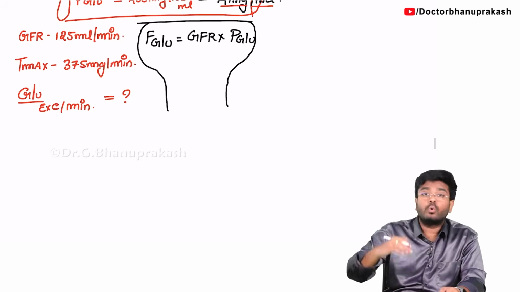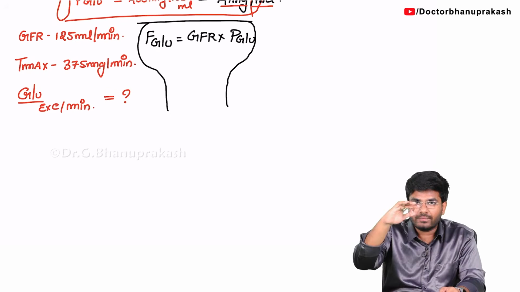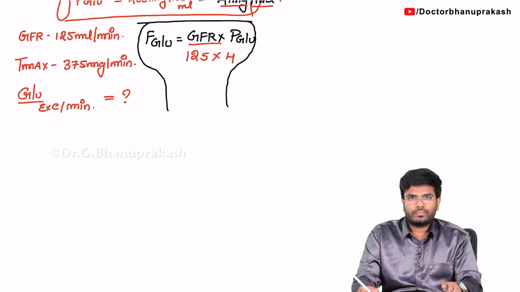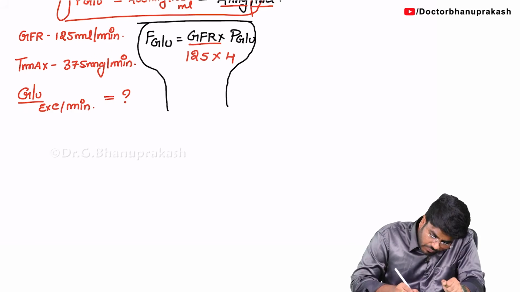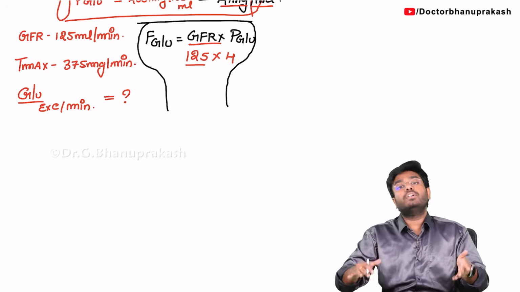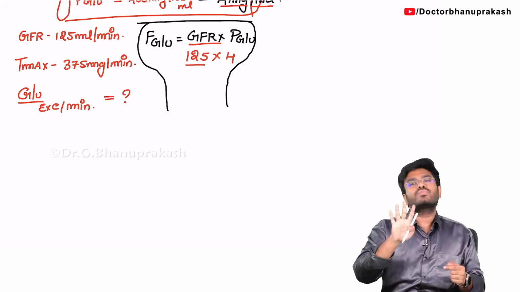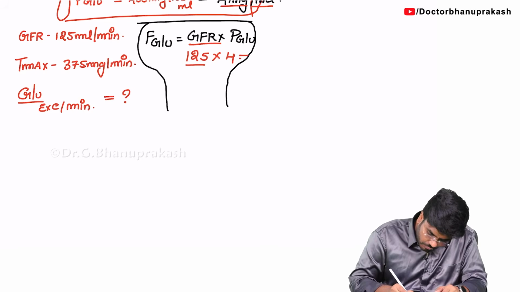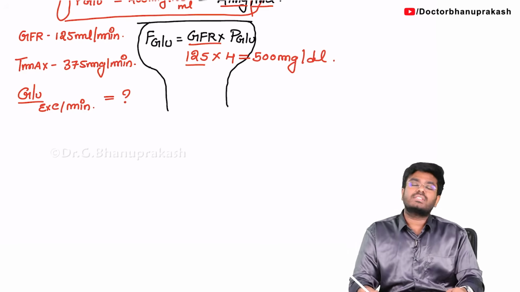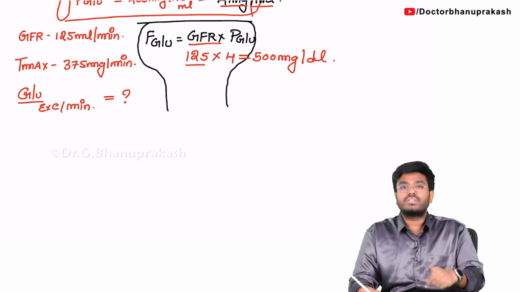Now tell me how much glucose is getting filtered. How much is the filtered load of the glucose? The filtered load of the glucose is GFR, that is 125, times the plasma glucose concentration, 4 in every ml. So in this 125 ml, how much glucose is there? 125 times 4, because in every ml there is 4 milligrams. 125 times 4, how much? 500 milligrams per minute. So this much amount of glucose is getting filtered every minute.